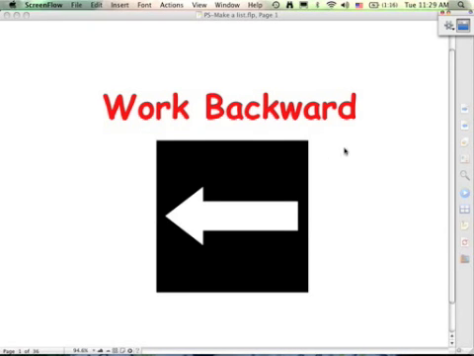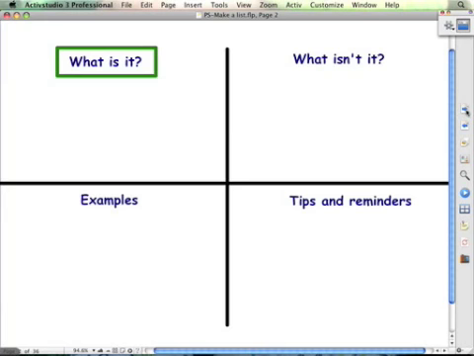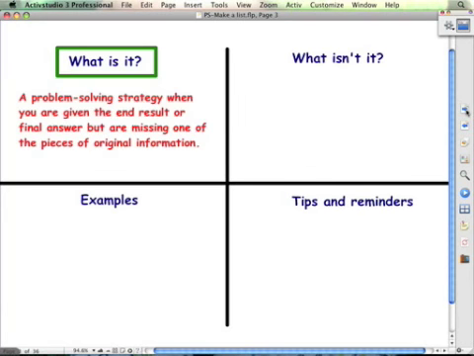Work backward. What is it? It's a problem-solving strategy when you are given the end result or final answer, but are missing one of the pieces of original information.